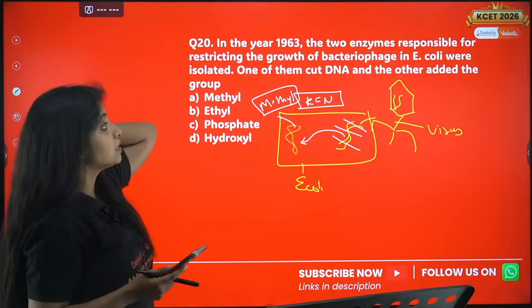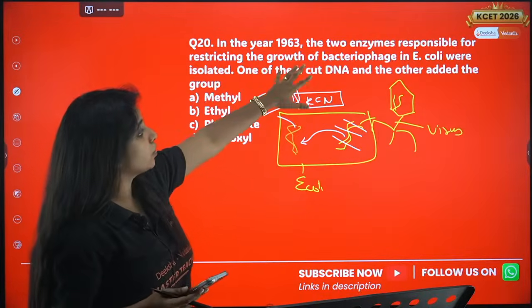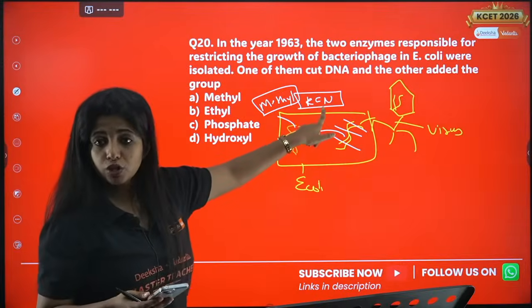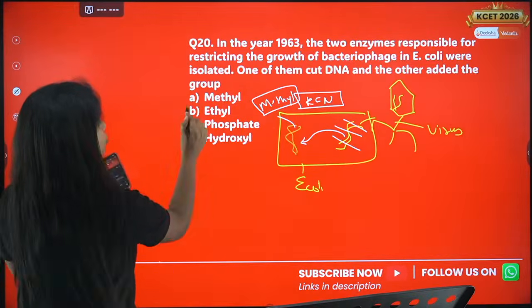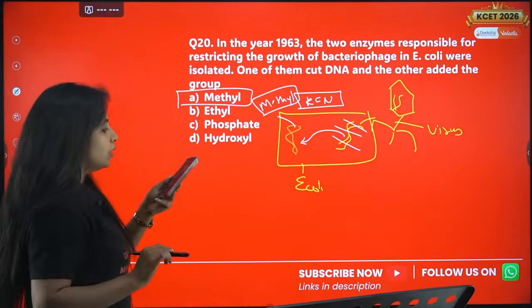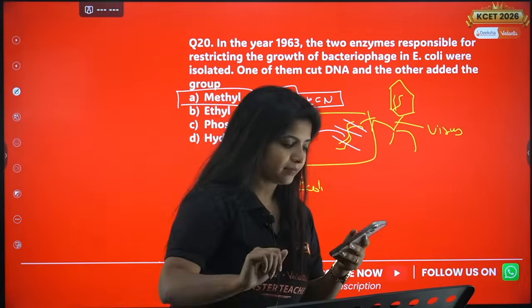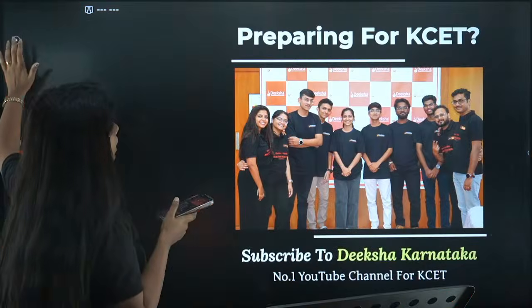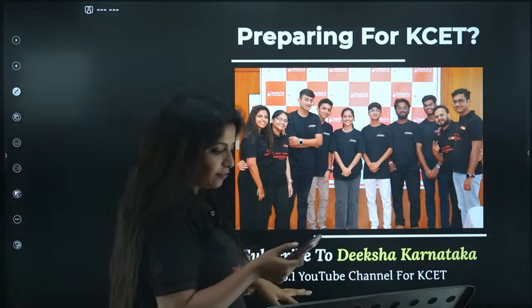So in the year 1963, the two enzymes responsible for restricting the growth of bacteriophage in E. coli were isolated. One of them cut the DNA, that was the restriction enzyme, and the other one added the group, that is methyl. And you guys were correct by saying that. Kudos to you.